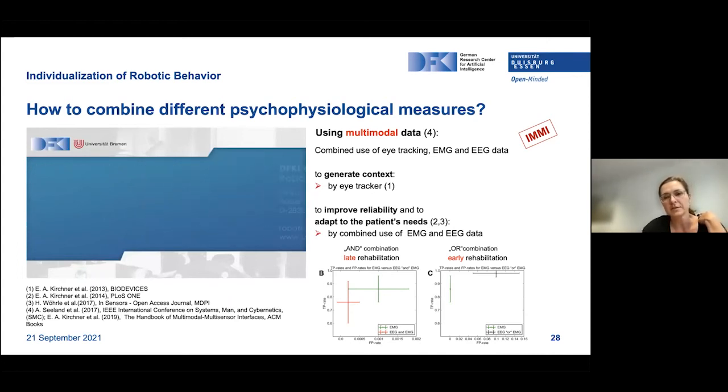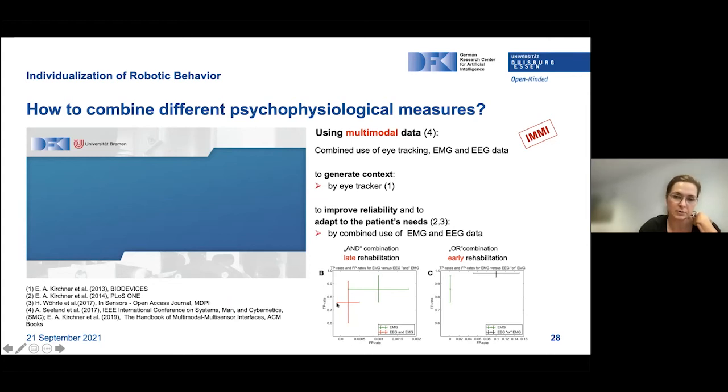Yeah, so when we combine it differently, as you can see here in the lower right part, when we combine both systems in an AND combination, saying both signals must be there, then when we're very sure that the person wants to move, the false positive rate is very low, but the true positive rate is not that high.